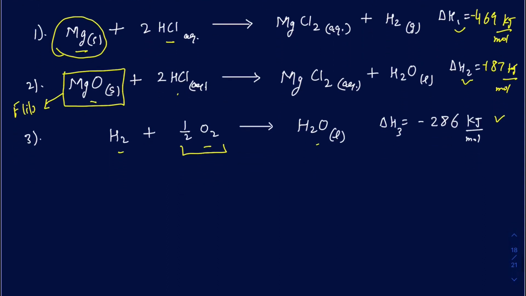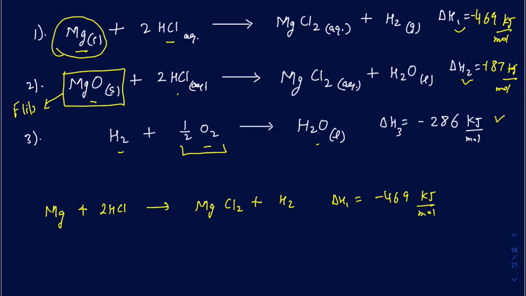So let me just write down these reactions again so that we have all of them in one spot. So we got magnesium solid plus 2 HCl, and that goes on to make magnesium chloride plus H2, and delta H1 is going to be minus 469 kilojoules per mole. Okay, because we didn't do anything to this reaction, so we just left it as it is.